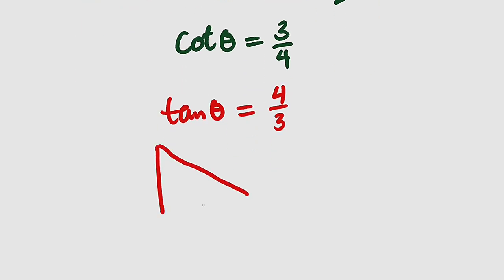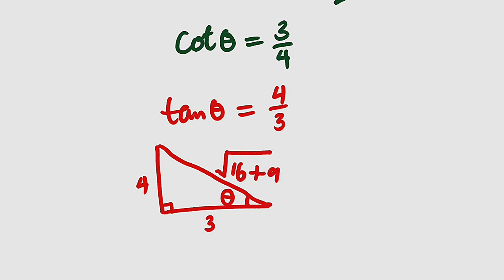So from a right angle triangle, we have our reference angle here, theta. This is the right angle. Tangent theta is opposite divided by adjacent. The opposite is 4, the adjacent is 3. And what will be the hypotenuse? Applying Pythagoras rule, the hypotenuse is the square root of opposite squared, that is 16, plus adjacent squared, which is 9. 16 plus 9 is 25, and the square root of 25 is 5, which means the hypotenuse is 5.